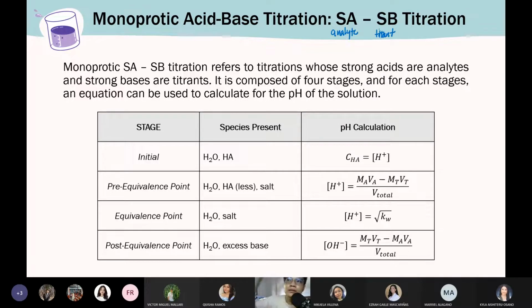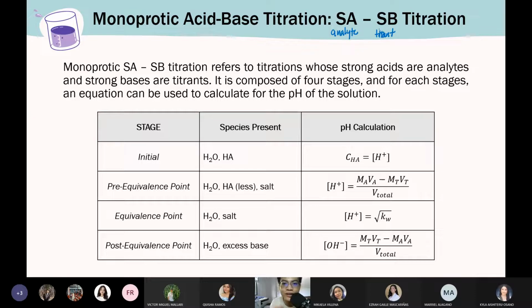Diba, initially, I only have acid. At pre-equivalence, nagpapatak na ako ng titrant. What happens to the amount of my acid? Dumadami ba siya o nababawasan? What do you think?